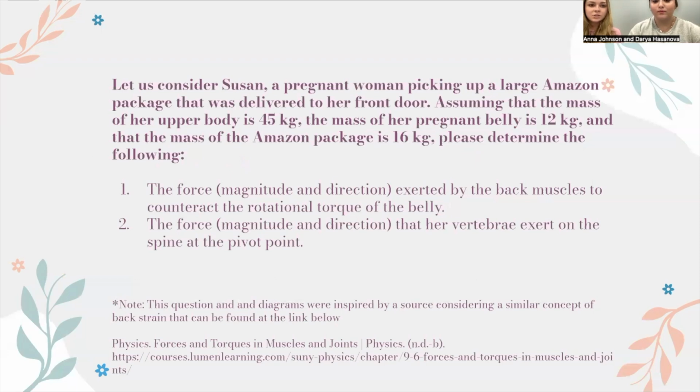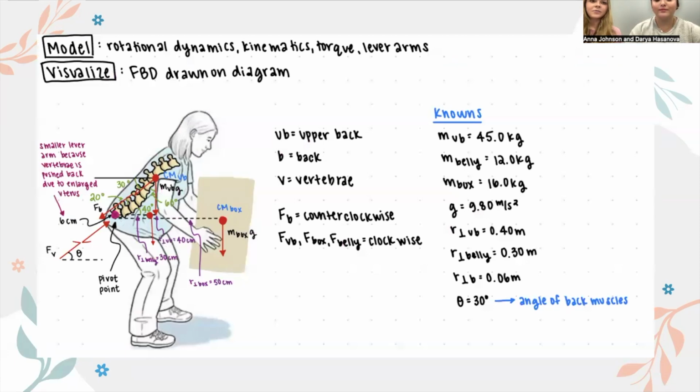We are to determine the force, magnitude, and its direction exerted by the back muscles to counteract the rotational torque of the belly. And secondly, we will be finding the force that her vertebrae exert on the spine at the pivot point. So we drew a little diagram and we applied model, visualize, solve, and review. As you can see here, we have Susan who is picking up her Amazon package. We are modeling rotational dynamics, kinematics, torque, and lever arms in this. Our visualized component of our problem, we drew free body diagrams on the actual diagram.